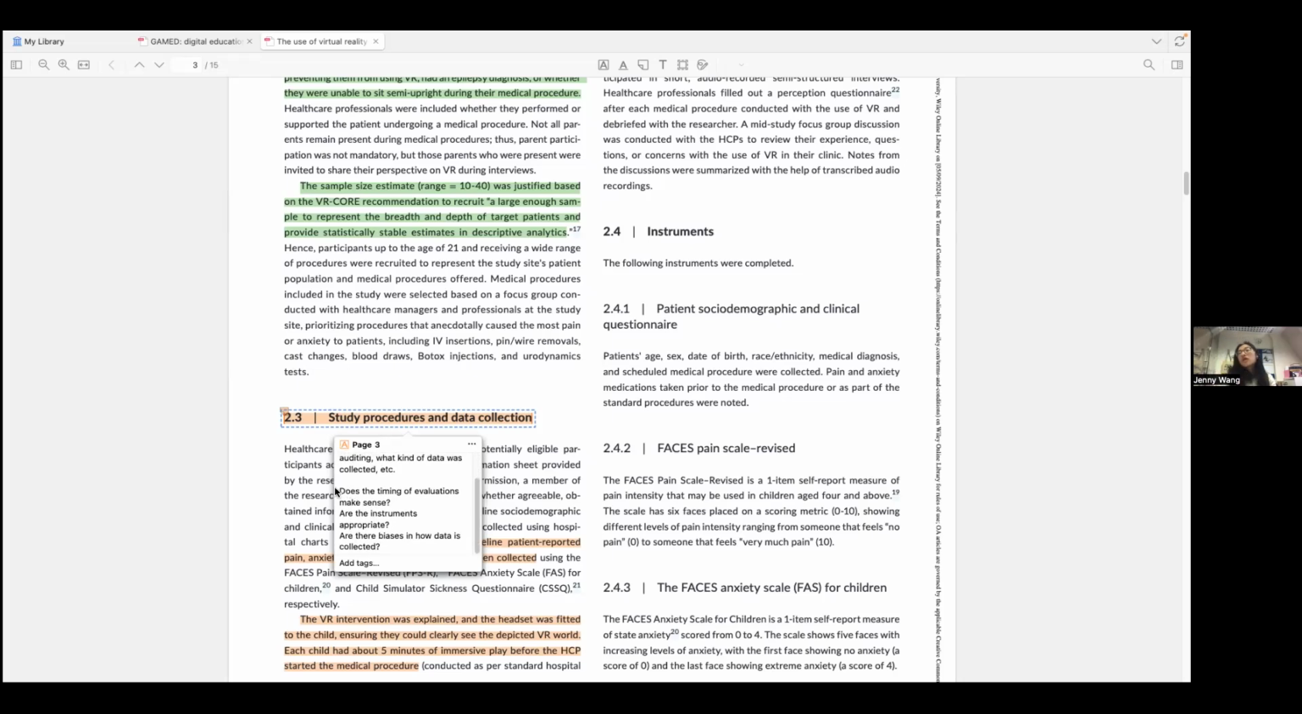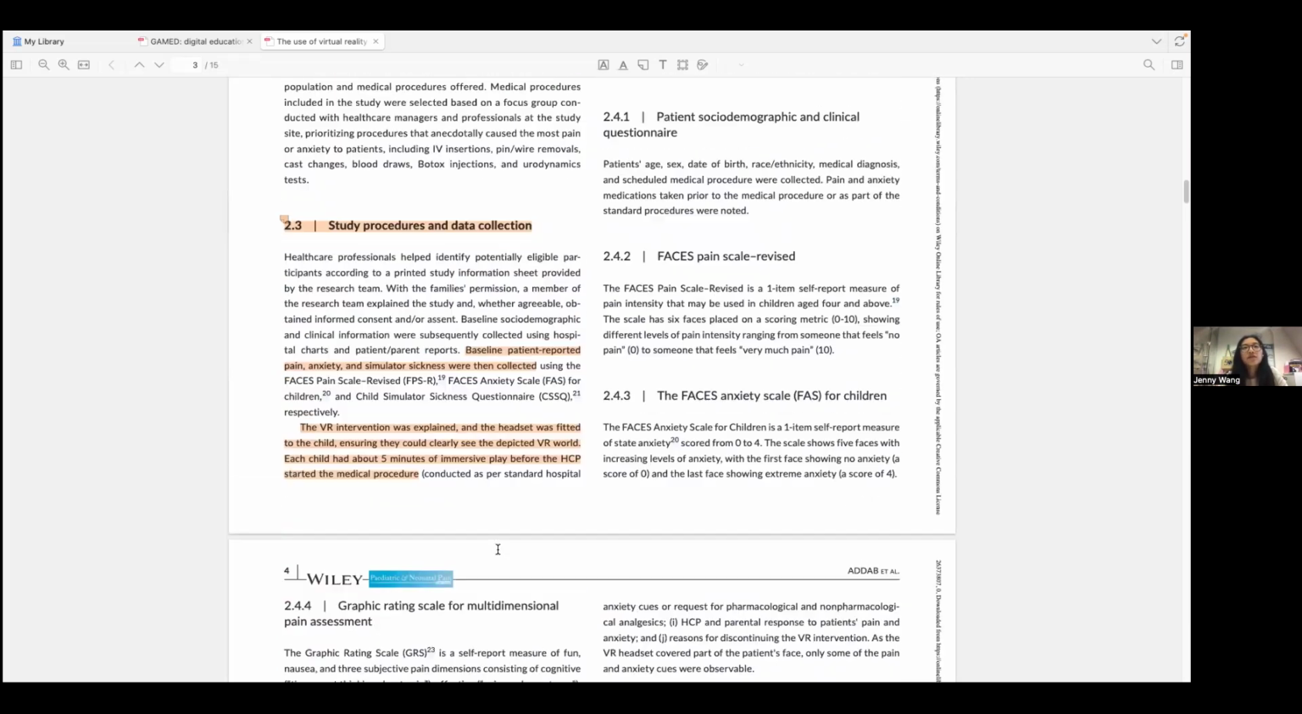So for a study that involves human participants where they're enacting some sort of test or having participants go through something, you need to ask: does the timing of the evaluations make sense to find out what they actually want to find out? Are the instruments that they use to test the outcomes appropriate, and are there biases in how the data is collected?